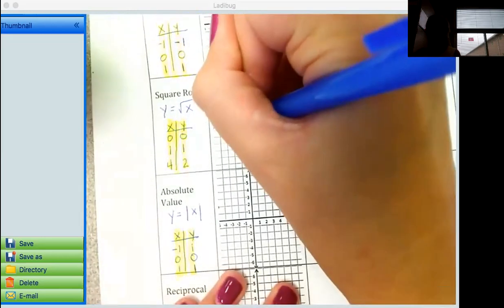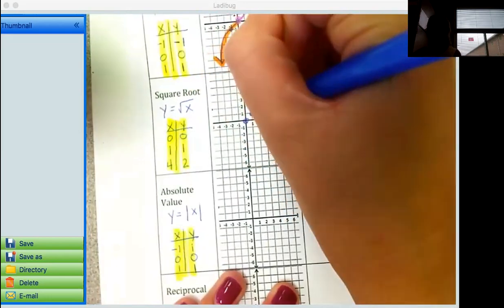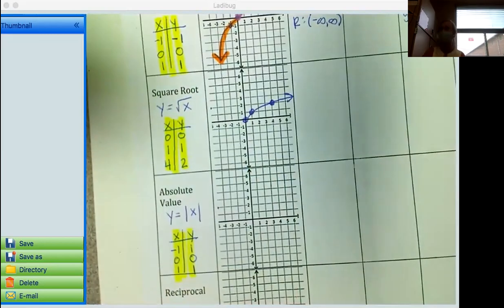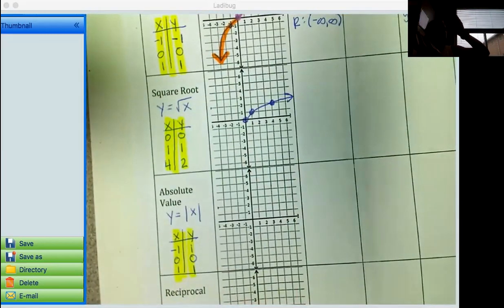Square root function: 0, 0, 1, 1, 4, 2. You guys see what I'm talking about now? It's like that one side of the parabola. There we go. It's a sideways parabola, but it's only the top part because we can't have negative square roots, okay?